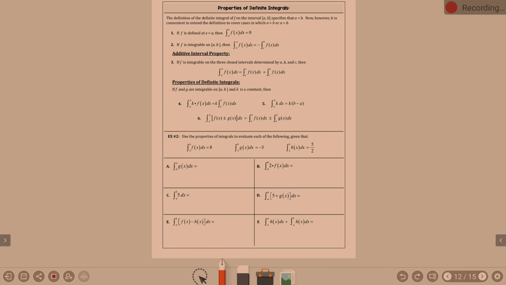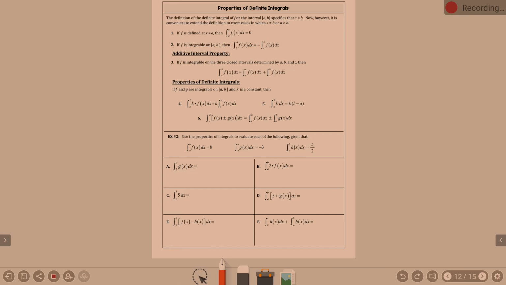3, this is the one we just introduced on that true-false question. If f is integrable on the three closed intervals determined by a, b, and c, then the integral from a to b can be broken up into a to c and c to b. And so that would be the idea that c is somewhere in the middle of a to b, and you can break it into those pieces. The same one we just did with, what was it, from 0 to 2 and 2 to 4. Okay, same idea.